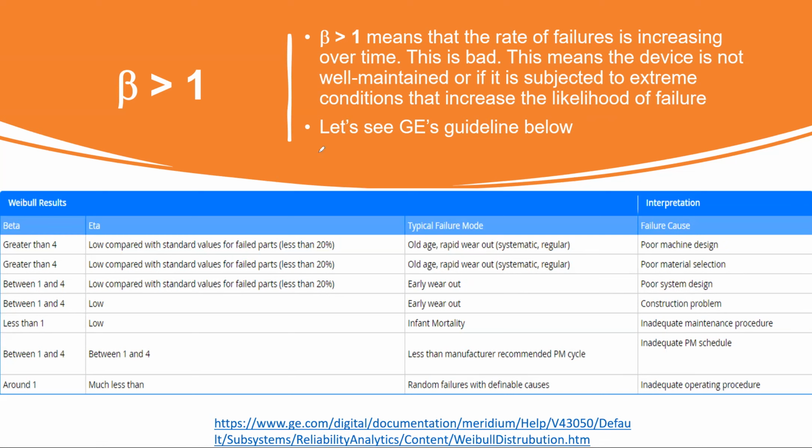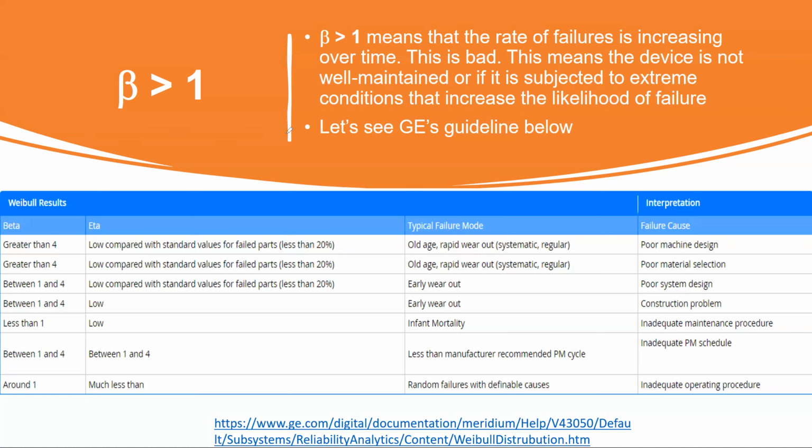Okay, and then let's look at GE's guideline here. Beta greater than 4, poor machine design. It means it's weak, right? Poor material selections. Okay, all these are telling me that it's not strong. The stuff is not strong. Okay, it rapidly wears out. So beta much bigger than 1 is worse than beta close to 1, maybe 2, 3, right? 4 is definitely worse than the 2 or 3.